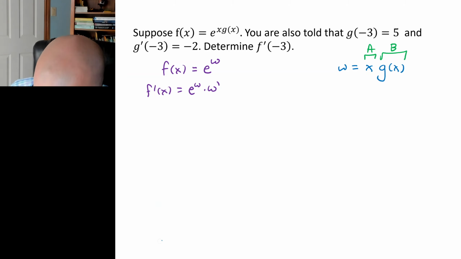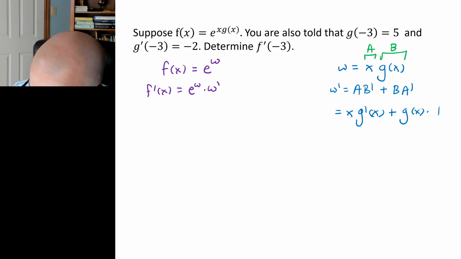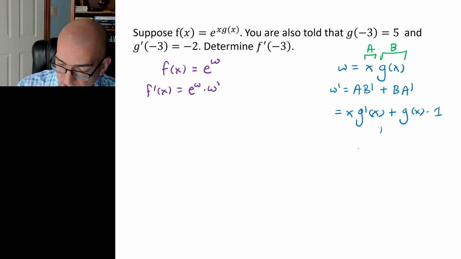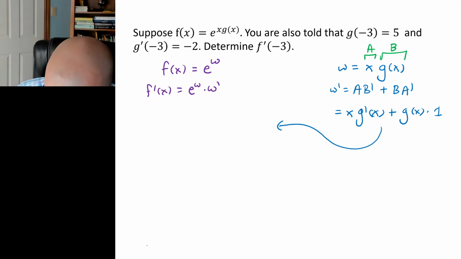So let's do that. W prime is going to be a b prime plus b a prime. A is x, b prime is g prime, plus b is g of x. A prime, the derivative of 1 times x, is 1. I'm going to throw that in the formula with one exception. I'm just going to not throw in the multiplication by 1. Okay, w is x g of x. W prime is that mess of stuff I just found: x g prime of x plus g of x.